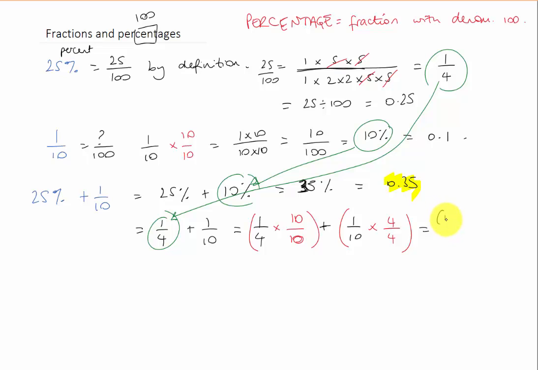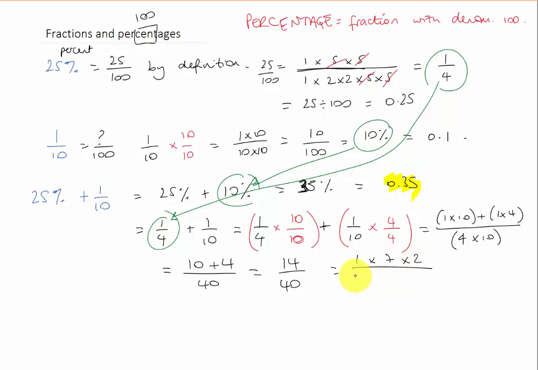So that's equal to 1 times 10 plus 1 times 4 over 4 times 10, which is equal to 10 plus 4 over 40, which is equal to 14 over 40. And we can simplify that. Let's take out the factors. That's 1 times 7 times 2 over 1 times, I'm going to be lazy here and take the 2 out, and that leaves us with 20. So we can cancel those. That gives us 7 over 20, 7/20. And if we divide 7 by 20, we get 0.35, which is the same answer as we got by the other method.